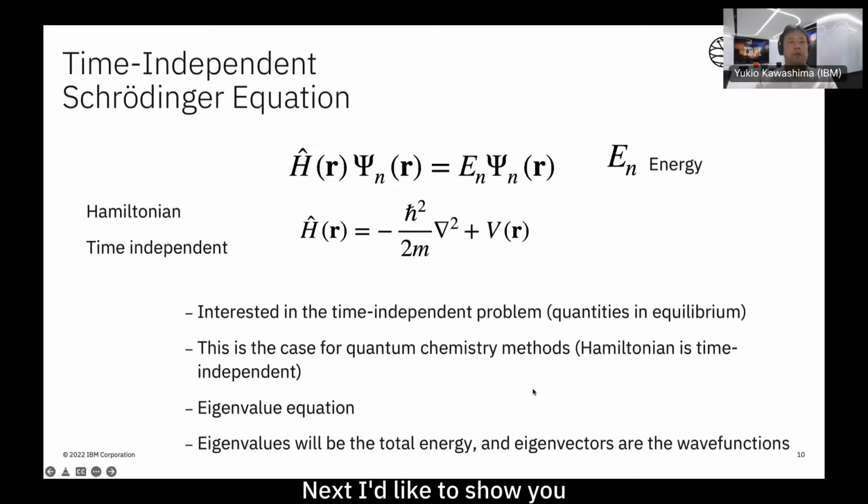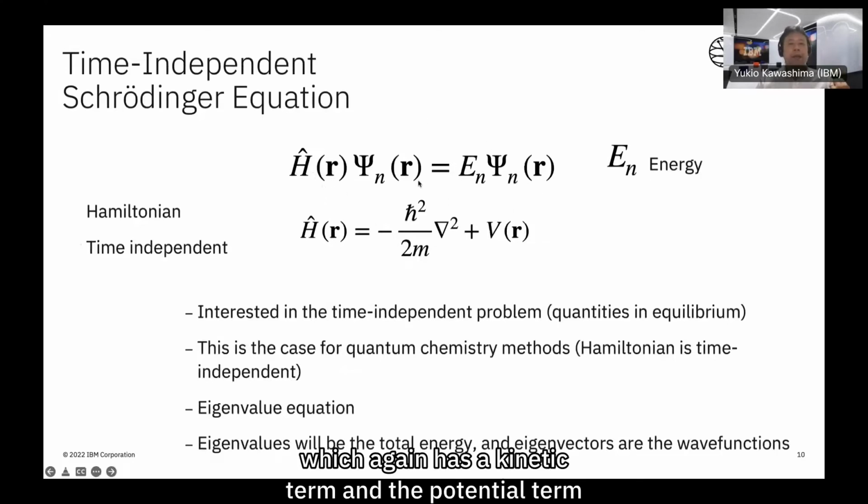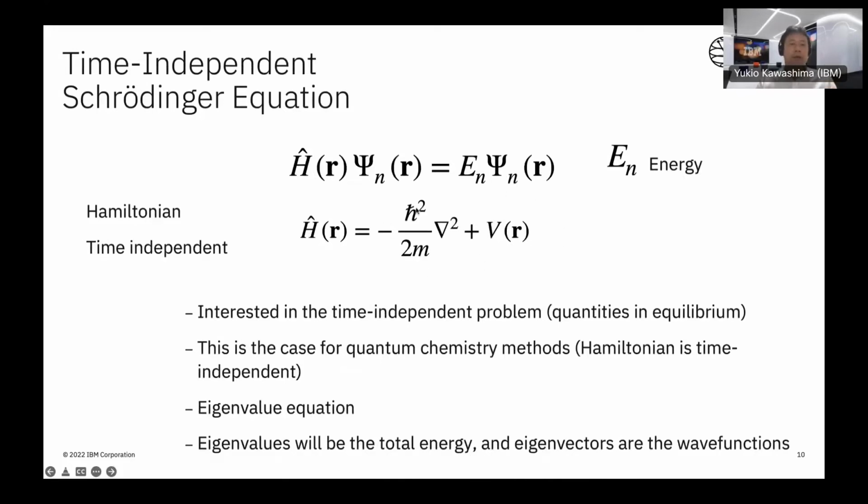Next, I'd like to show you the time-independent Schrodinger equation. So here is the equation. Now the Hamiltonian, which again has a kinetic term and a potential term, and the wave function, psi, only depend on space, r. It doesn't depend on time anymore.